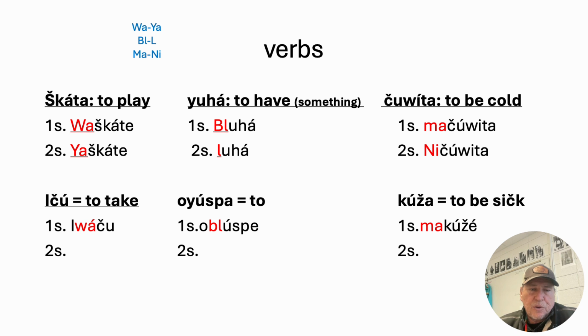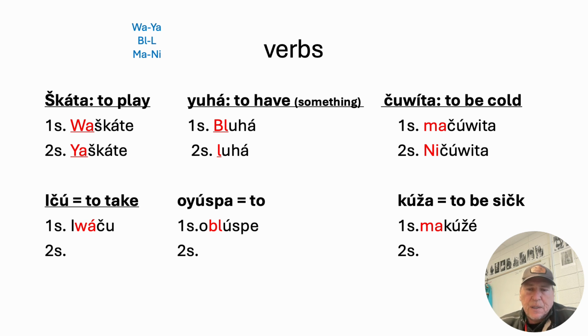The next one, oyuspa, is to catch something, to seize it. If you learn how to say "I do it," so obluspe, "I catch something." So what would it be for "you catch something?" Follow that rule. When it's BL for "I," it's L for "you."